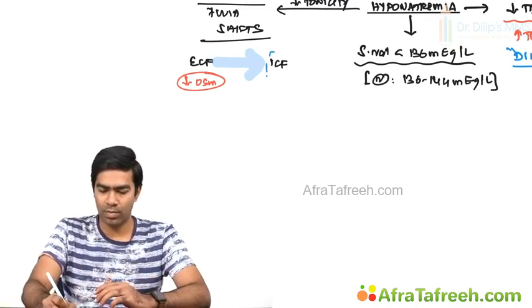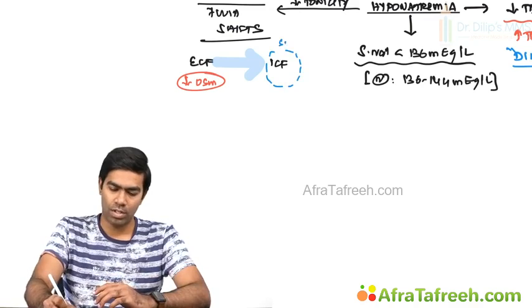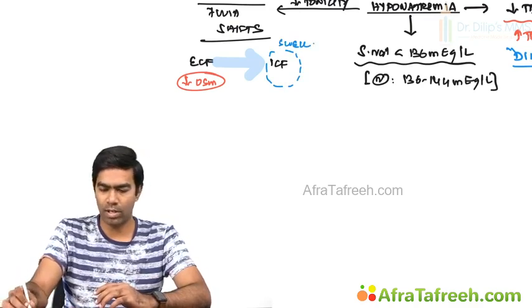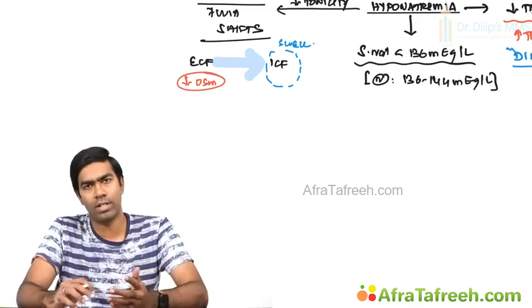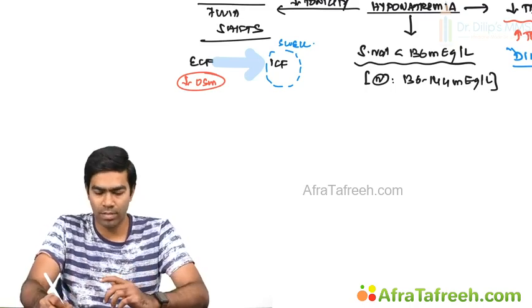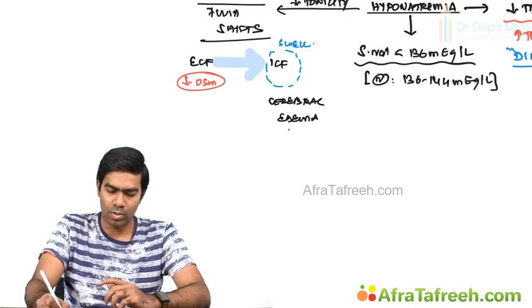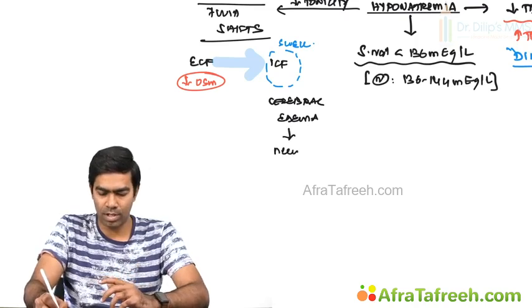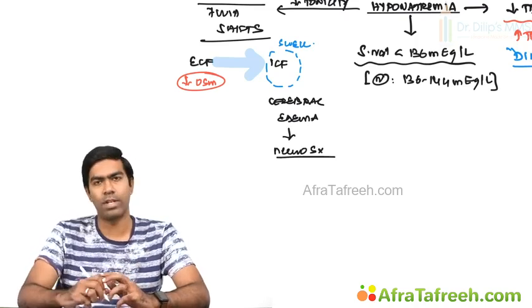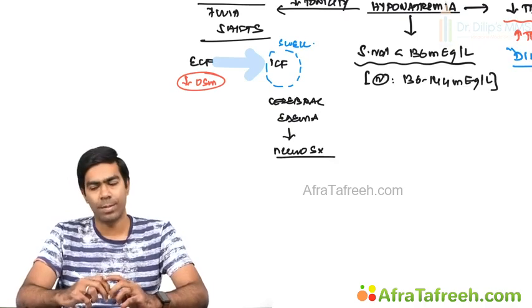And that is also the reason why the ICF is going to swell up and the cells are going to swell up. The one important organ that cannot tolerate this swelling of the ICF is the brain, resulting in a condition called cerebral edema. That is the reason why sodium changes, and especially hyponatremia, are associated with neurological complications most of the time.